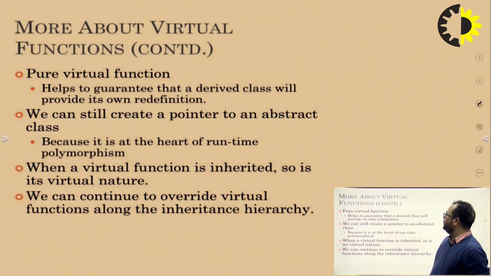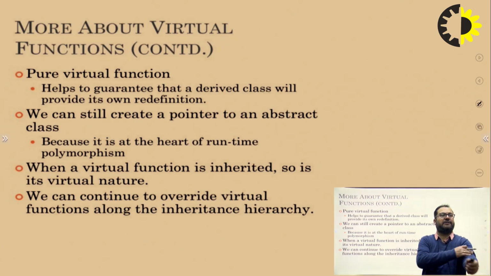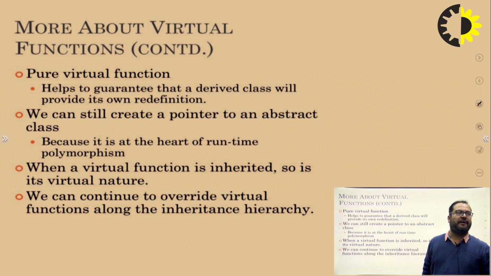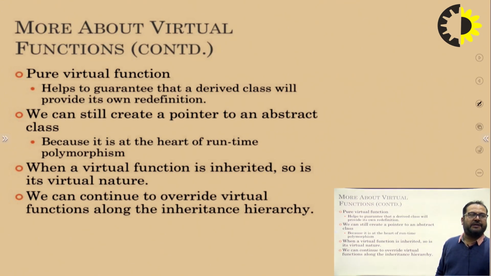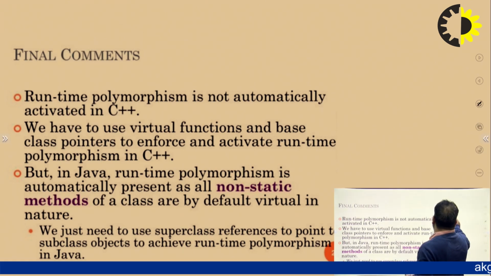So, we have the pure virtual function. It helps to guarantee that a derived class will provide its own redefinition. We can still create a pointer to an abstract class, because it is at the heart of runtime polymorphism. When a virtual function is inherited, so is its virtual nature. We can continue to override a virtual function along the inheritance hierarchy.